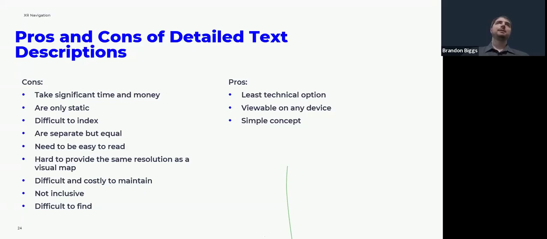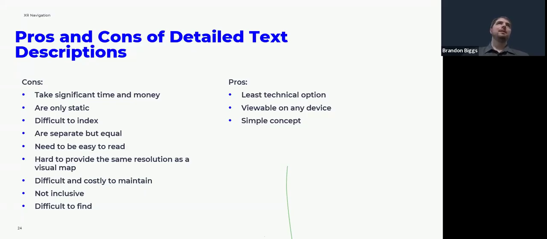The problem is that they are a separate but equal solution. They do require a lot of maintenance. Whenever you update a point, polygon, or line, the description needs to be updated as well. They also take a very long time to create. How many features does your map have, and how long is it going to take you to describe the shape, size, orientation, topological information, distance, and direction between all the different points, polygons, and lines on the map?